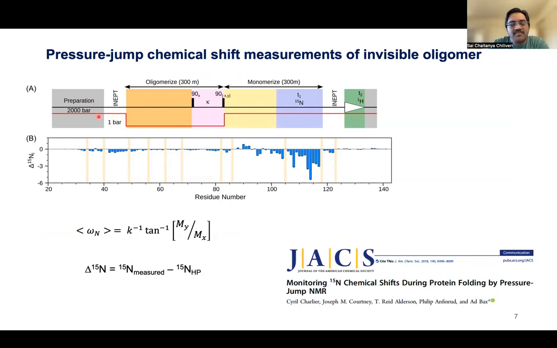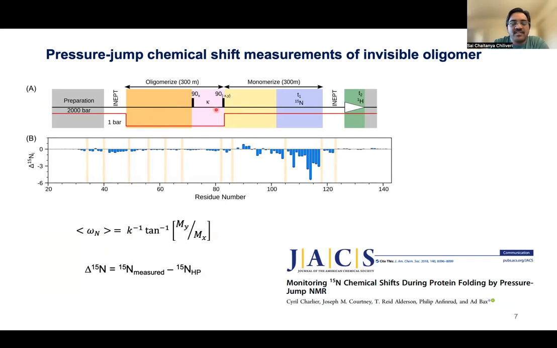the majority of the experiment is conducted at high pressure, and the protein is allowed to fold or oligomerize for a few milliseconds, up to 300 milliseconds, where it is rapidly switched to 1 bar. And this is the stroboscopic element that we incorporate in the regular HSQC experiment, which consists of 290 pulses that are separated by a delay of about 1 millisecond.